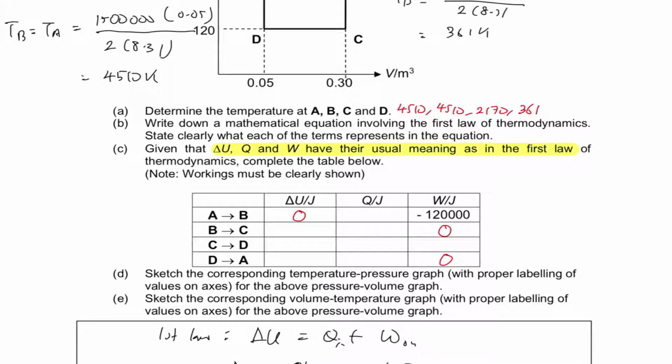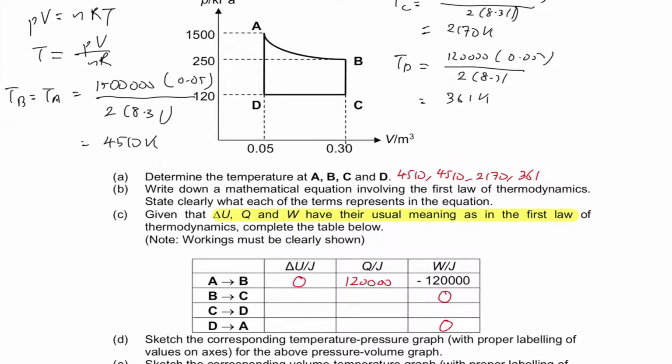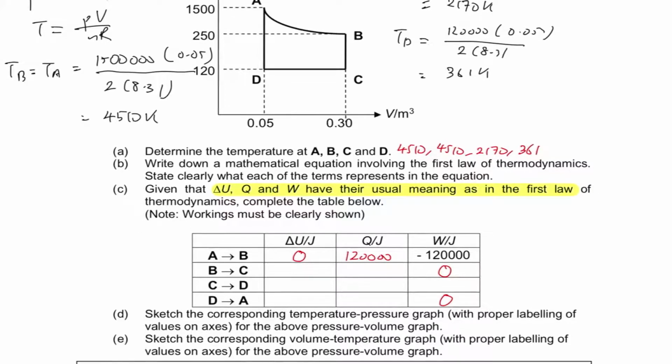This table we can fill out for A to B first. Let's just write that one down. For A to B, I'm supposed to add W and Q to get delta U. So negative 520,000 plus Q gives me 0. So it means Q must be 120,000 for this to be correct. Then what else can we do easily? Let's look at my answer key as well at the same time. No work done.